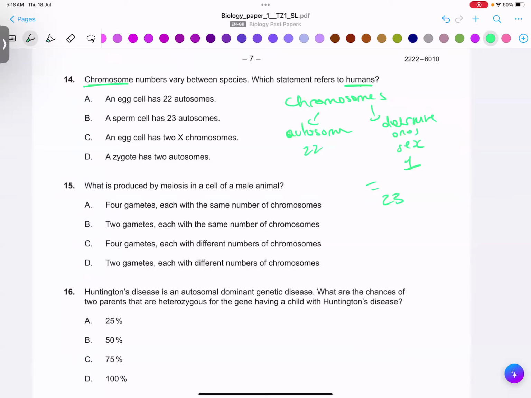So an egg cell has 22 autosomes. That's true. A sperm cell has 23. No, it has 22. An egg cell has 2X chromosomes. This is technically not true. And a zygote has 2 autosomes. So this is not true. And the XL having 2X chromosomes is technically not right. So we're going to go with A.